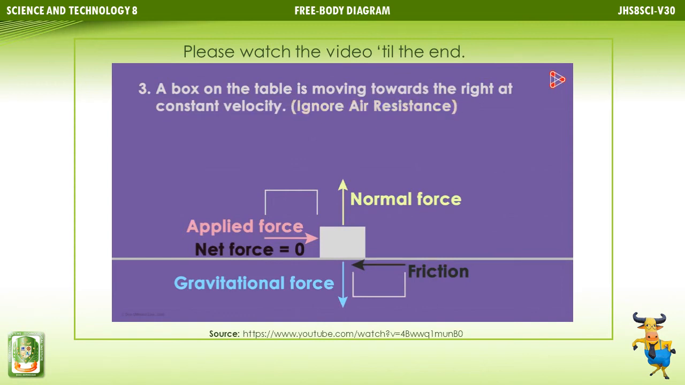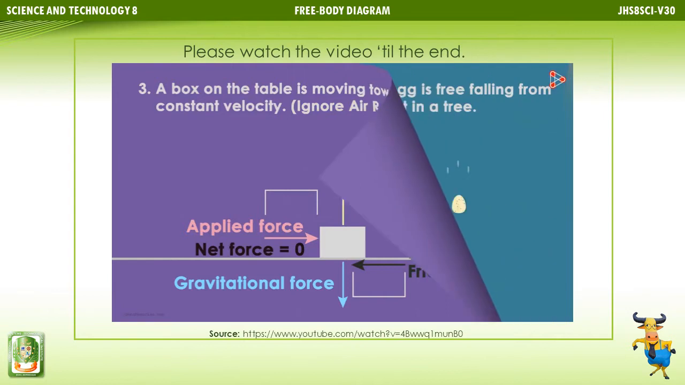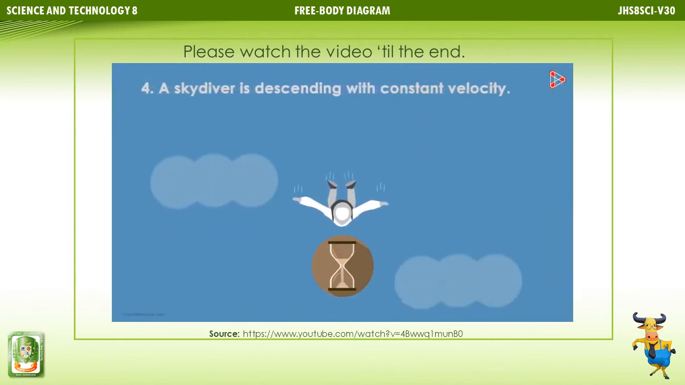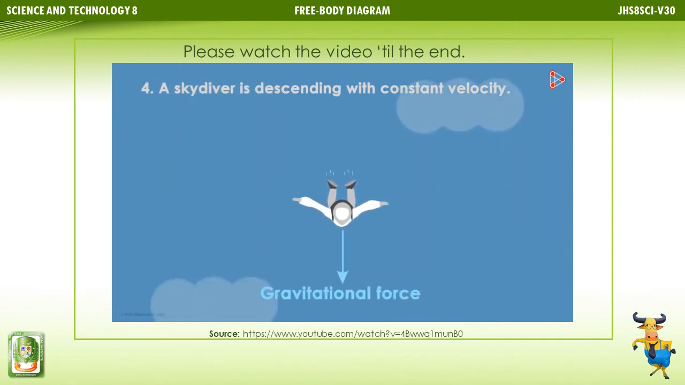Now, would you like to try drawing the free body diagrams for the fourth and the fifth situations? In the fourth case, let us first discuss the forces that are acting on the skydiver. There will be the force of gravity which is pulling the skydiver down. As there is no table or ground, the normal force will not exist. And there's no applied force on the skydiver either. But as the skydiver is falling at a constant velocity, it implies that the net force must be 0.